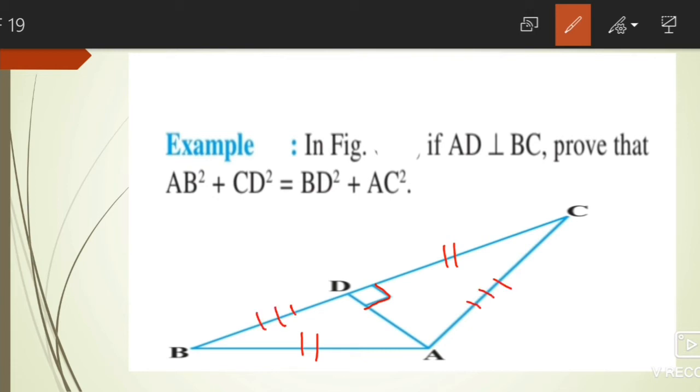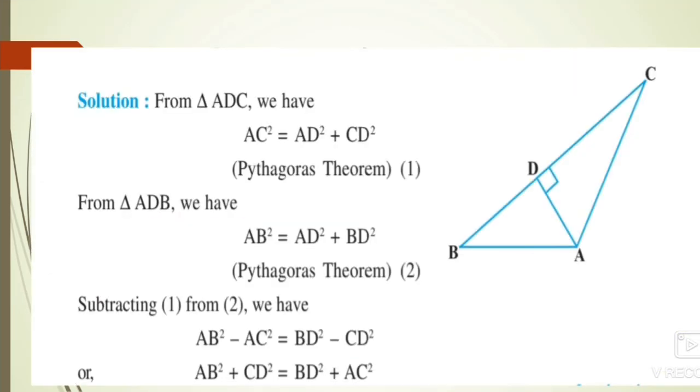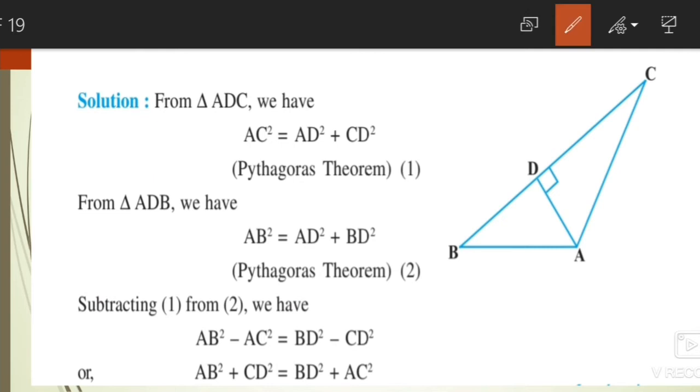Okay, this one you have to prove. Now let us check the solution. If you look at the triangle ADC, it is a right angle triangle, so you can use Pythagoras theorem, and you can write that the hypotenuse AC square is equal to AD square plus CD square. Mark this equation as equation number 1.